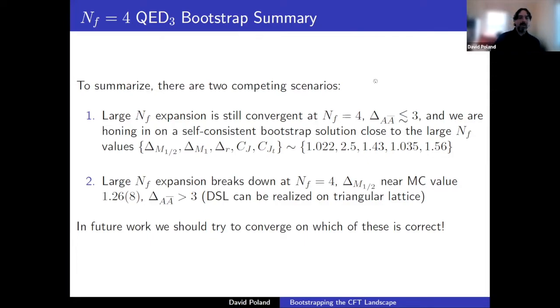And the other scenario is that the large N expansion is really breaking down at N equals 4, and maybe we should take this Monte Carlo estimate of M1/2 seriously, and Dirac spin liquids could still be saved on triangular lattices. So these are two competing scenarios that focus your attention on trying to distinguish which of these is correct. I think that's an interesting thing to do in future work.